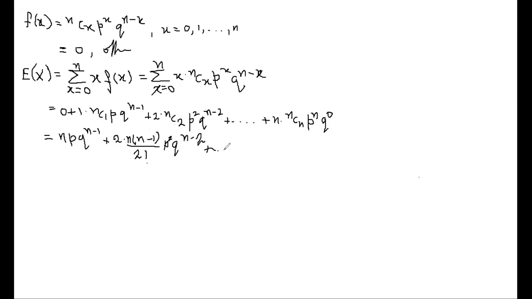Likewise, it is going on. Can you tell me the last term? That is n into, what about nCn? nCn is how much? 1. Good. And p to the power of n, this much only, because q to the power 0 will also be 1. So now we are with this step.